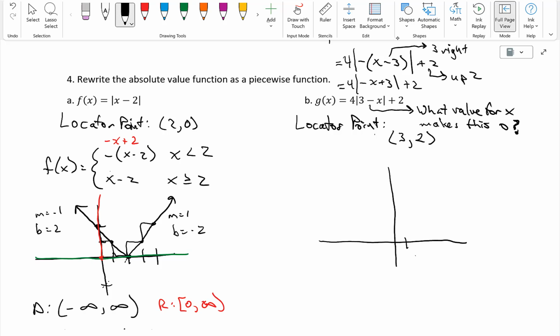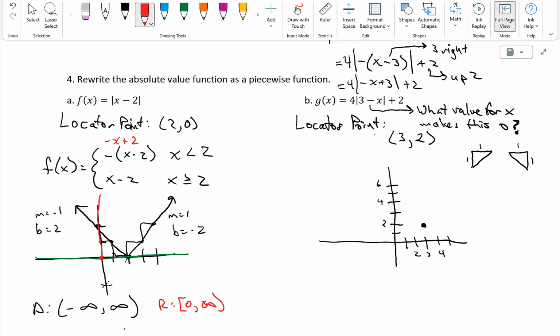I'm going to go to my locator point at 3, 2. And then I'm going to go a little higher because I know where I need to go to. We could label some points if we want. We're still just going by ones. That's 3, 4. And so if we think our slope triangles for the absolute value function, we were up 1 over 1. We could also go up 1, left 1.